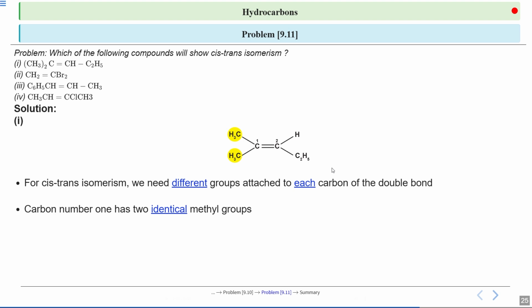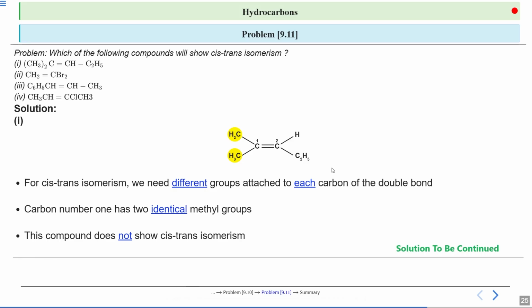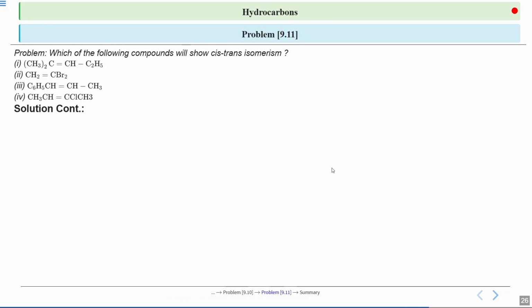Okay, so we have identified the first one. It will not show cis-trans isomerism because the first carbon has 2 identical methyl groups. So we can conclude that it is not capable of showing cis-trans isomerism. Moving on further, continuing with the second option.